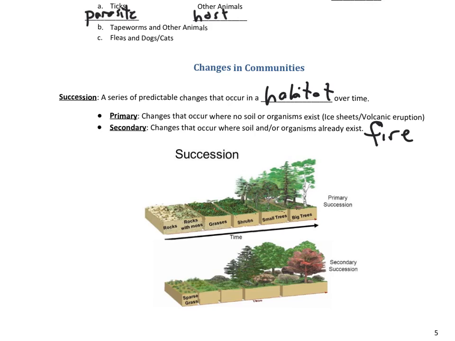So these are just changes that occur in a habitat or an area over time where there either was soil in the case of secondary succession, or there was no soil or living things existing there in the case of primary succession.